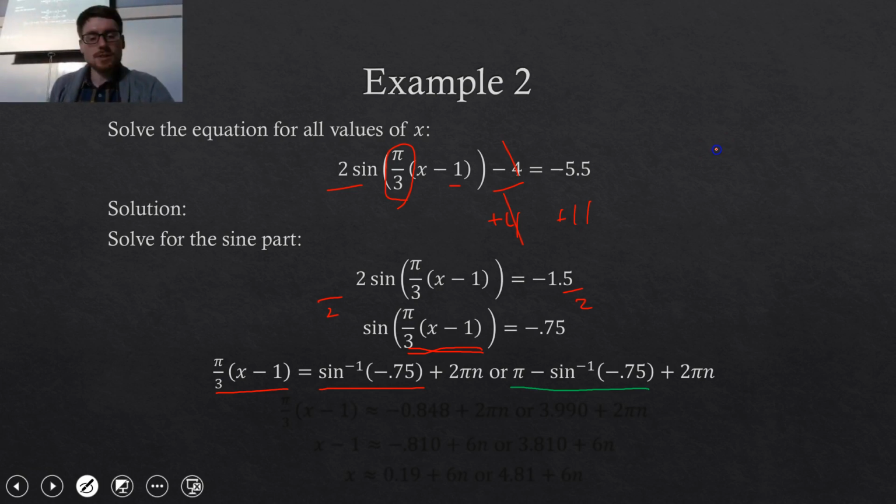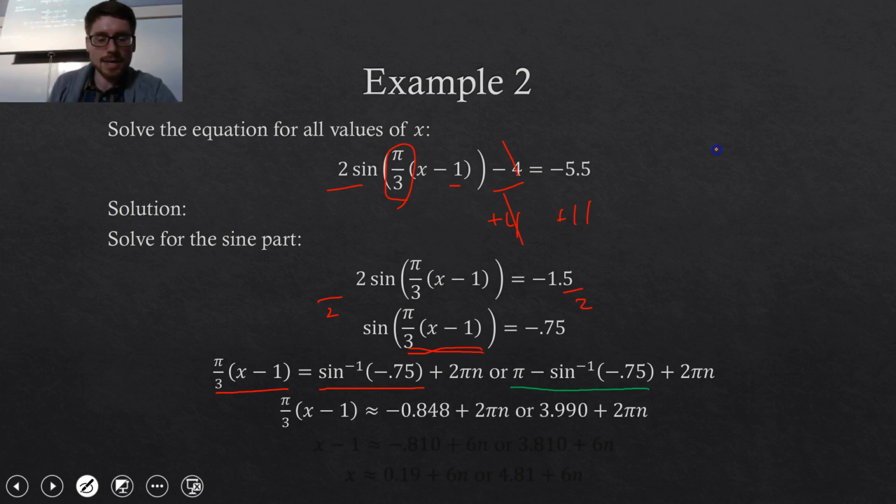Okay, so next to solve this, we're going to multiply. My next step was to actually put numbers in here so that we have decimals to be working with. The inverse sine of negative 0.75, if you were to calculate it, would be about negative 0.848. And the other one is about 3.99.